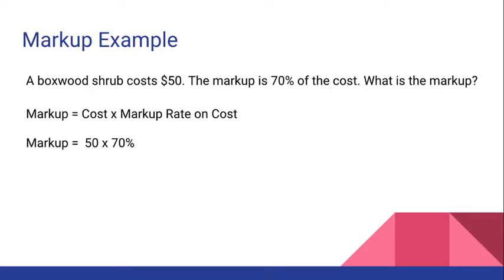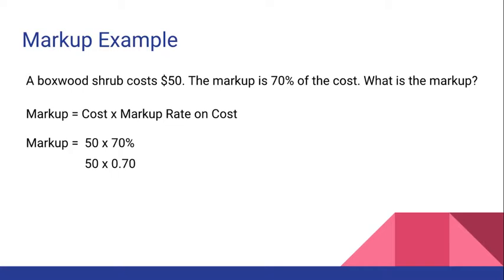So remember, you can either move the decimal 2 to the left or divide by 100. So we get 0.70 is what 70% is as a decimal. Now we can go ahead and multiply 50 times 0.70 and we end up with 35. That means that the markup of the boxwood shrub is $35. So the store that would be selling this is going to mark the price up $35 more than what it cost them to buy it, so that they can cover all of their own expenses of paying their employees, their rent, electricity bill, utilities, everything that they need to cover.